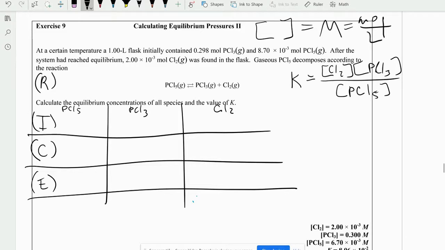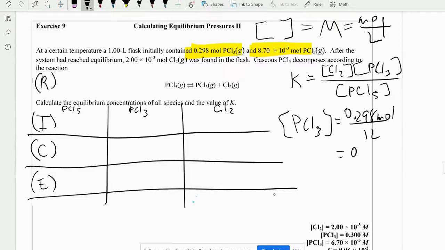Really quick, we're putting in concentration values. If you go back to the problem, let's go back up here. We are starting off with 0.298 moles of PCl3. Oh, hold on, here it is. 8.7 times 10 to the minus 3 moles. You guys know that these are happening in 1 liter flasks. So to get the concentration of PCl3, the initial concentration, you would just say 0.298 moles over 1 liter, which would then be 0.298 molarity. Okay, and then you would do the same thing for PCl5, and that would be our molarity.